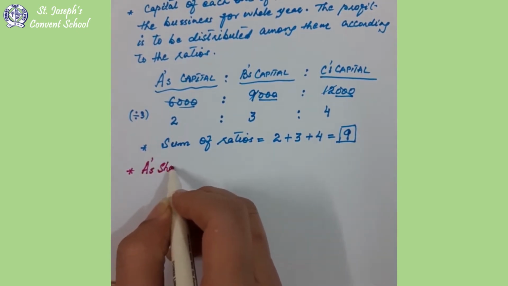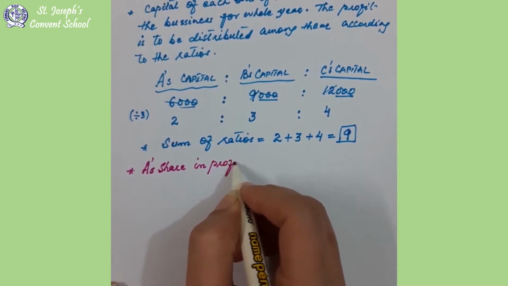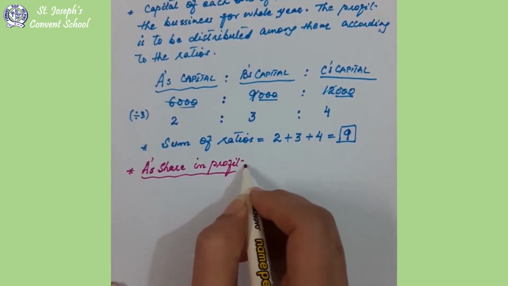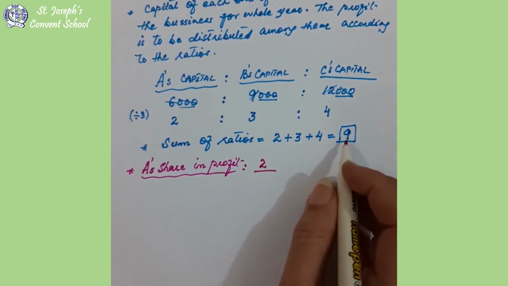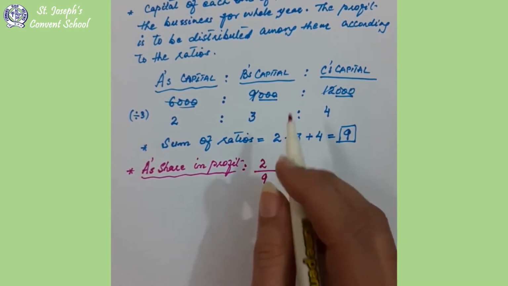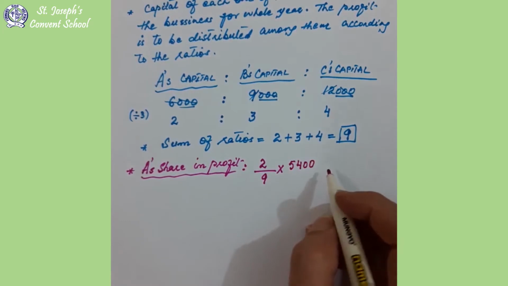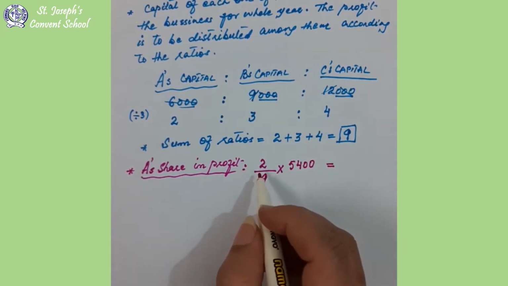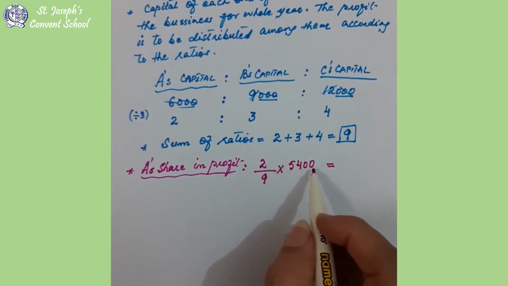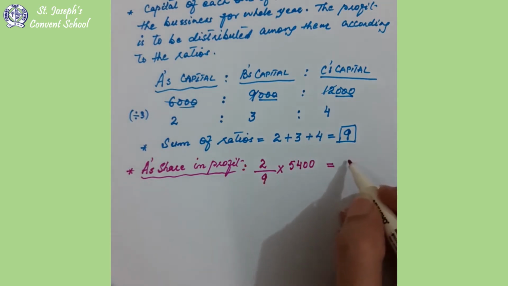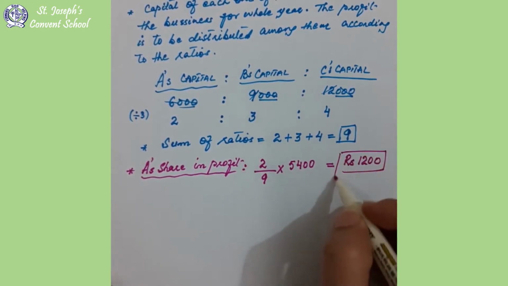A's share in profit. So A's capital is 2 divided by sum of ratio 9 into profit 5,400. So solve it, you can use a simple calculator. 2 multiplied by 5,400 divided by 9, so the answer will come rupees 1,200. Okay, so this is the first answer.